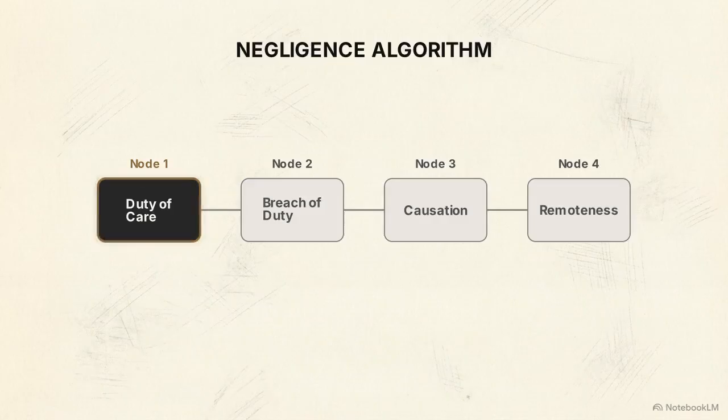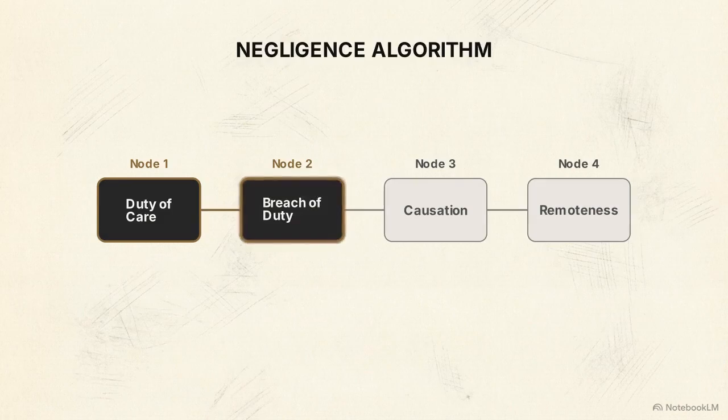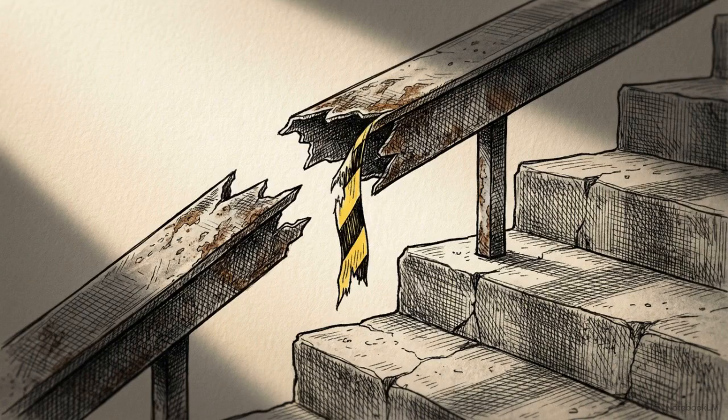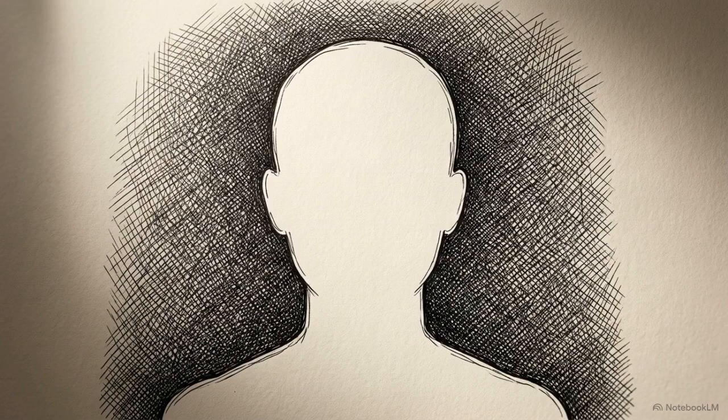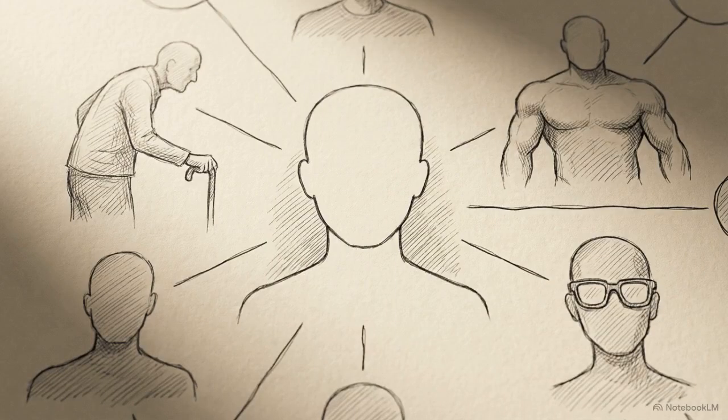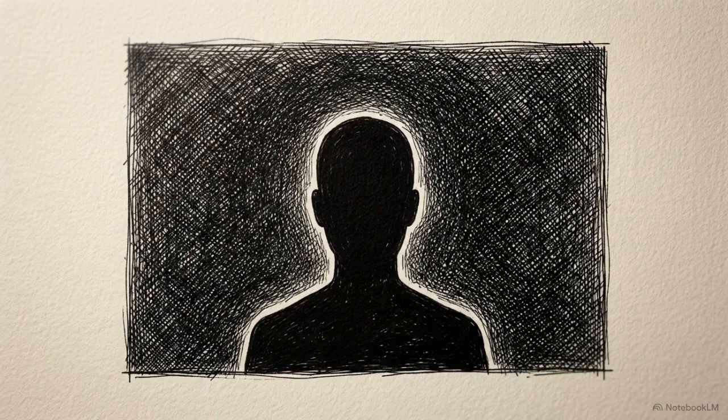Once a duty is established, we advance to Node 2, breach of duty. The court must now determine if the defendant's actions fell below a legally acceptable standard. The defendant is evaluated against the concept of the reasonable person. This means they are not judged by their own personal capabilities or deficits, but by the fictional standard of an average, prudent citizen in the same situation.